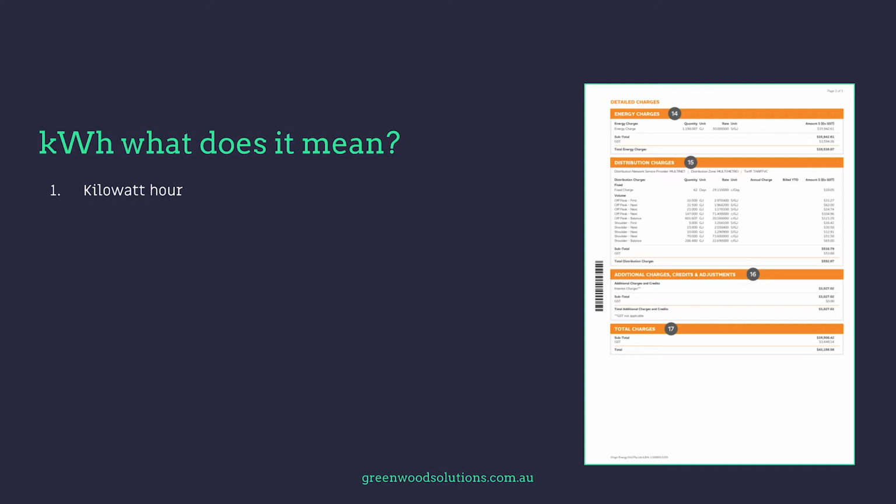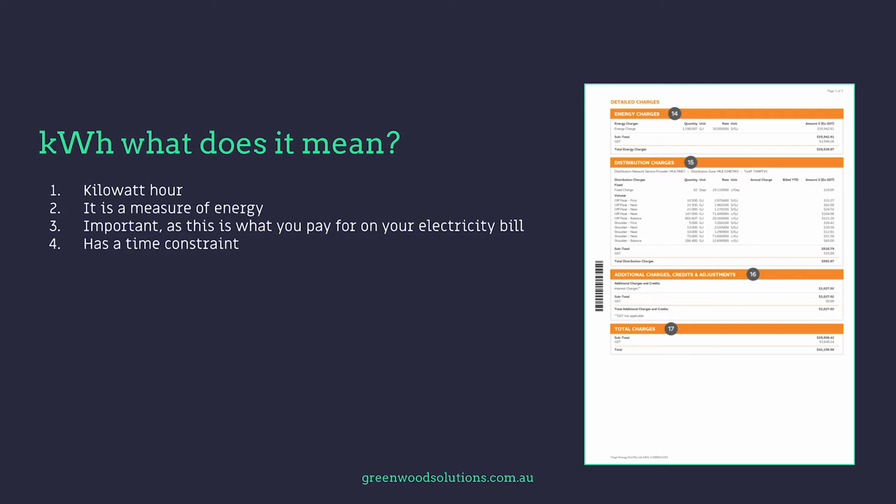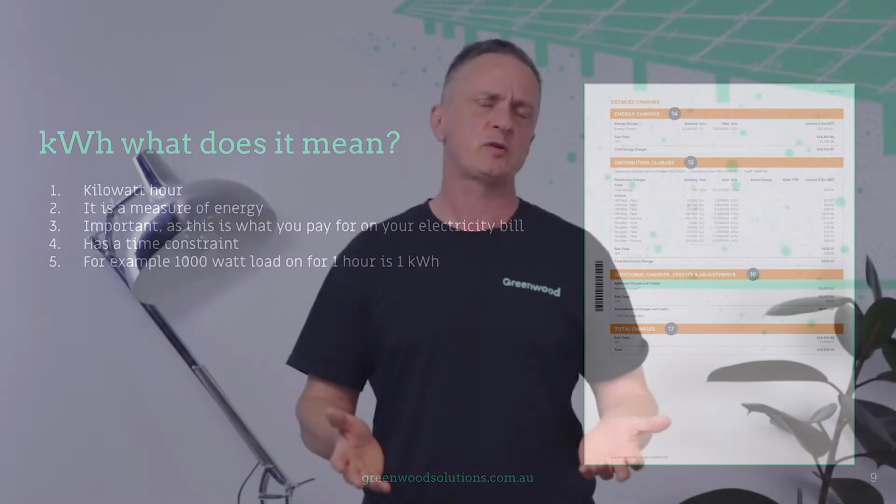A kilowatt hour is a measure of energy, and it's important as this is what you pay for on your electricity bill, and it has a time constraint. For example, a 1,000 watt load on, in other words, you've switched it on, for 1 hour is 1 kilowatt hour of energy used. So when we talk about kilowatt hours, we're talking about energy.